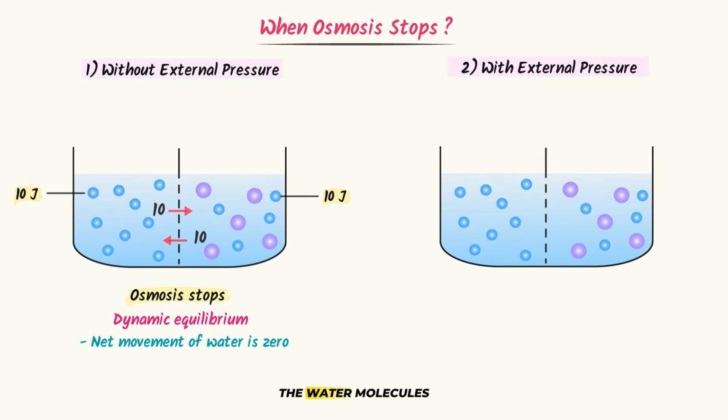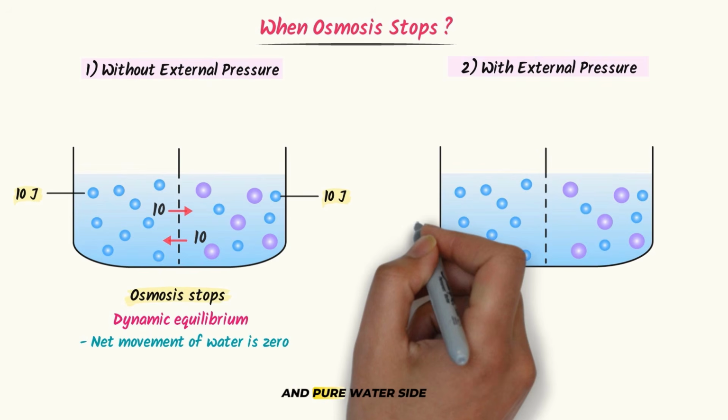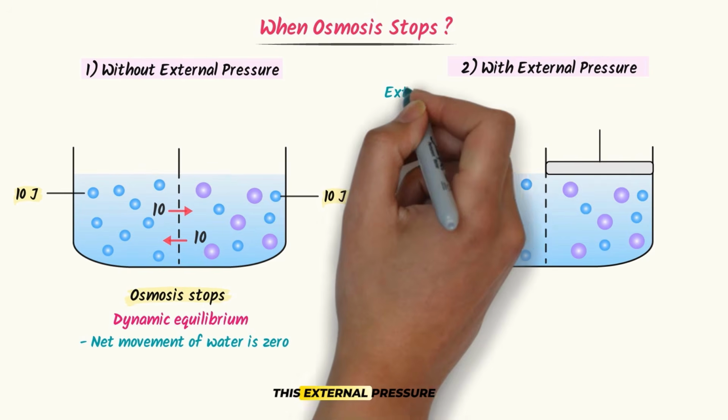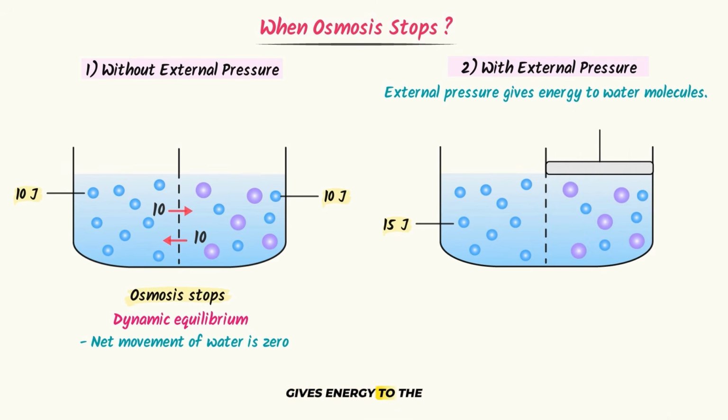Let the energy of the water molecules in the pure water side be 15 joule. We apply external pressure on the solution side. Let me repeat this important point. We apply external pressure on the solution side. This external pressure gives energy to the water molecules in the solution. As we increase the external pressure, let me increase the external pressure to 12.5 atmosphere.